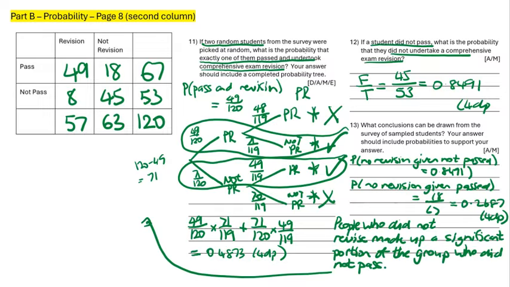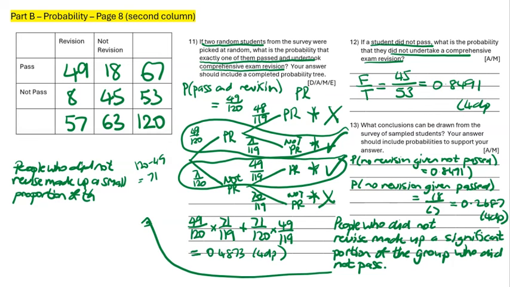And we can also talk about the opposite of that. People who did not revise were a small proportion of those who passed. People who did not revise made up a small proportion of those who passed.